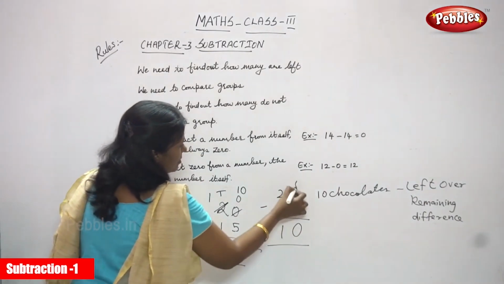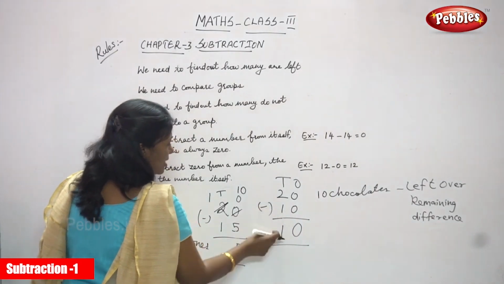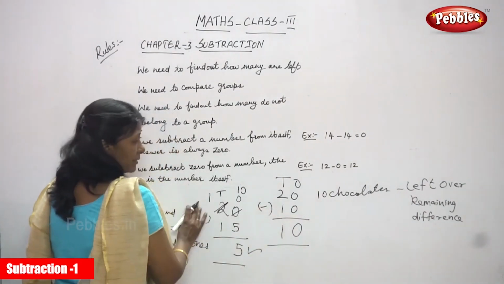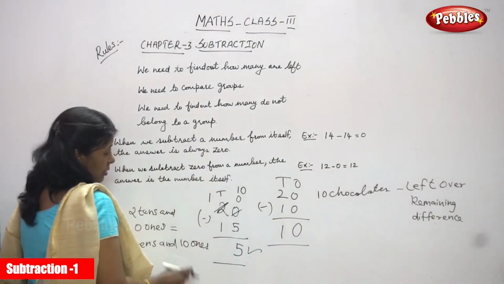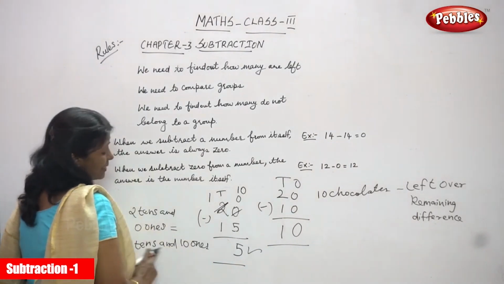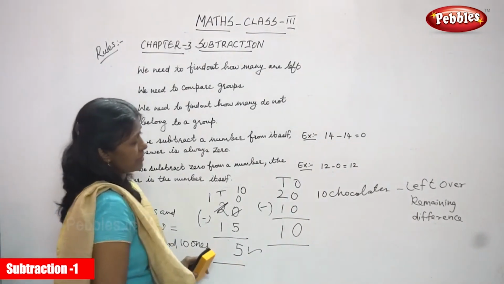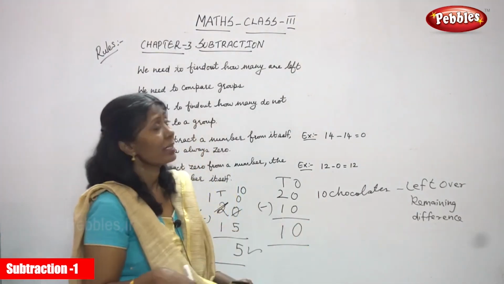Here, that is 20 minus 15, this is ones and tens. 0 minus 0, you can get what? 0. 2 minus 1 is a normal subtraction. But this is a borrowing subtraction. So 1 ten and 10 ones. This is what I've written. So 2 tens and 0 ones, after borrowing, becomes 1 ten and 10 ones. This is a borrowing subtraction. This is a normal subtraction. So you have to understand the concept, very important.